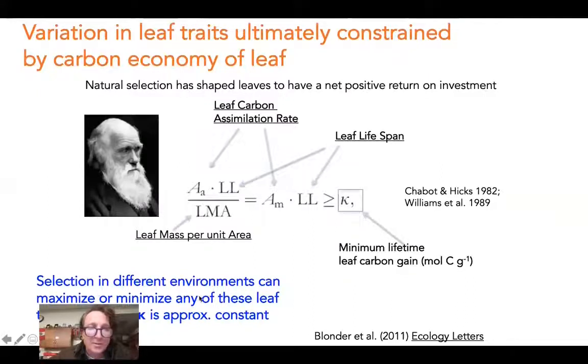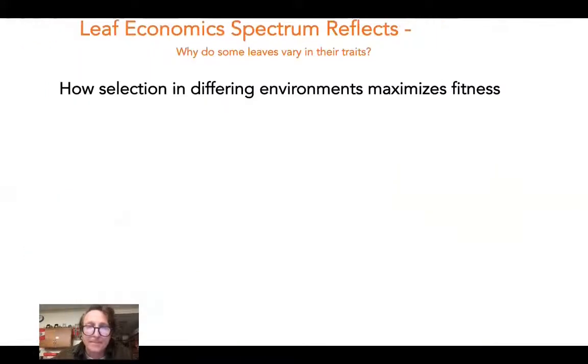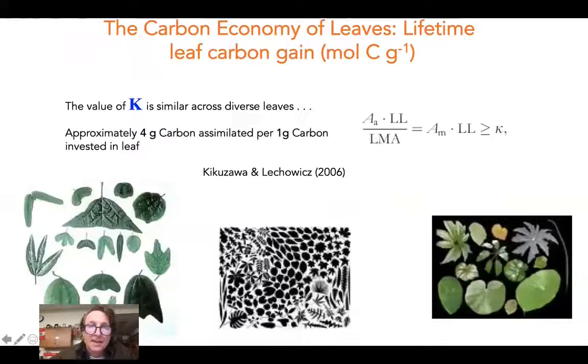So selection in different environments is going to maximize or minimize any of these different trait values as long as the total amount of carbon gain is greater than or equal to this minimum lifetime leaf carbon gain, okay? And what's interesting is that it turns out that across all these different leaves across the globe, the value of this minimum carbon gain is very similar. It turns out that for every 4 grams of carbon assimilated per 1 gram of carbon invested in leaf, this is an approximately constant amount for all leaves.